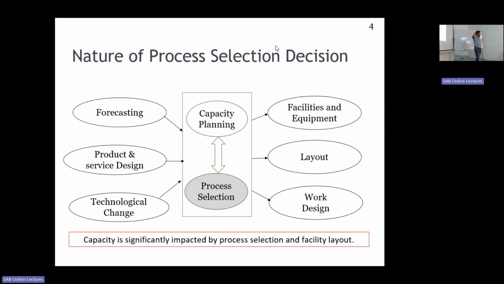What do we mean by forecasting here? The demand forecast for your products or service. What would be the future demand? That is one main factor to consider when deciding it. If you are expecting a growing, higher demand in future, accordingly you have to select the process type.